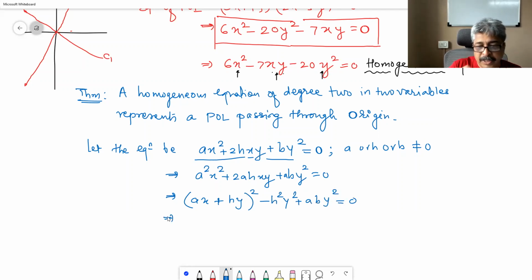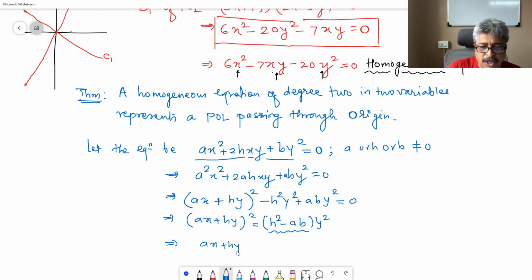So this is the method of completing the square, and hence (ax + hy) bracket square is equal to (h square minus ab) times y square, right? So I will be able to take the square root of both sides. Let me write it down. So ax plus hy is equal to plus or minus y times radical h square minus ab.